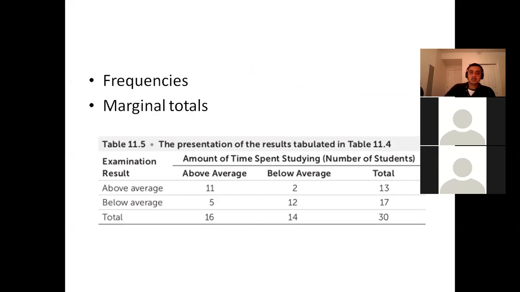So what you can do is you see numbers. This 11 is the number of students that scored above average on the exam, but they also spent an above average amount of hours on study. You can see that there are 12 students who spent below the average amount of time on study, and they scored below average as well. So the meaning of the term frequency is the number of times a certain incident occurs.